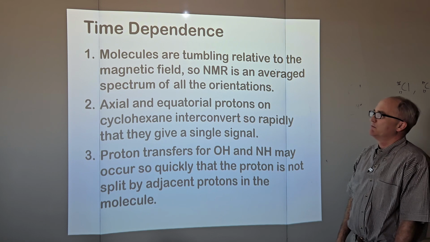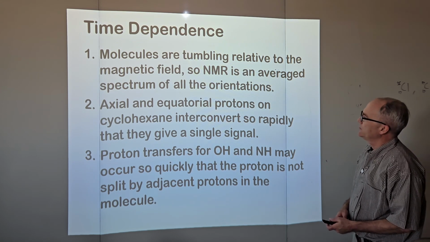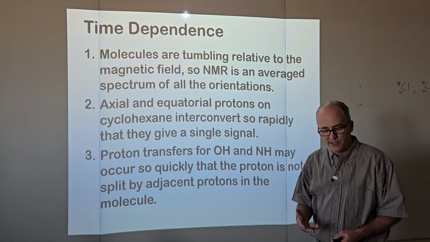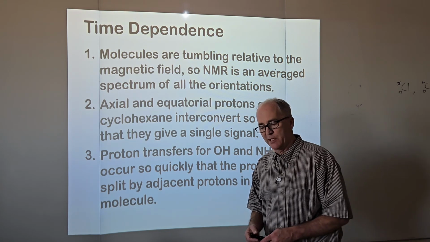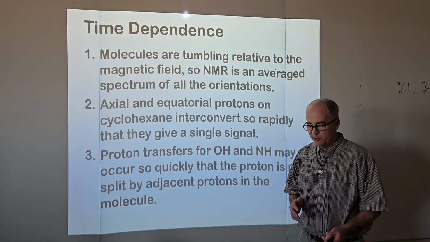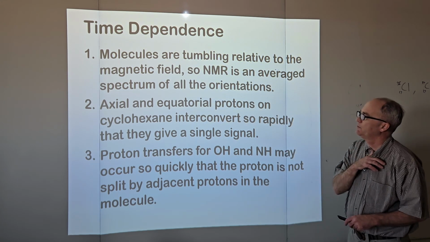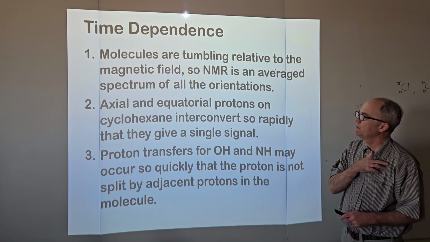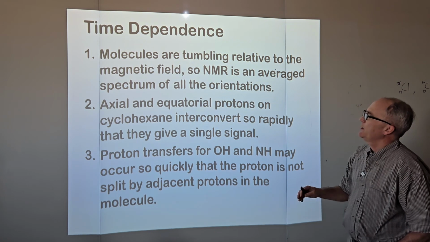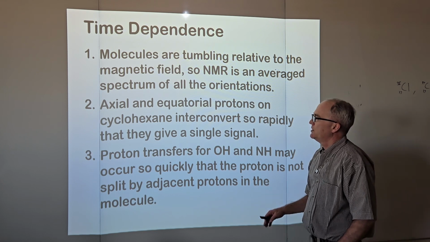Time dependence. Molecules are tumbling relative to the magnetic field. We can think that they're tumbling because typically we're doing NMR on a liquid. Molecules have some kinetic energy. They're not frozen in a solid. We might even think of Brownian motion. So an NMR is an average spectrum of all the orientations.